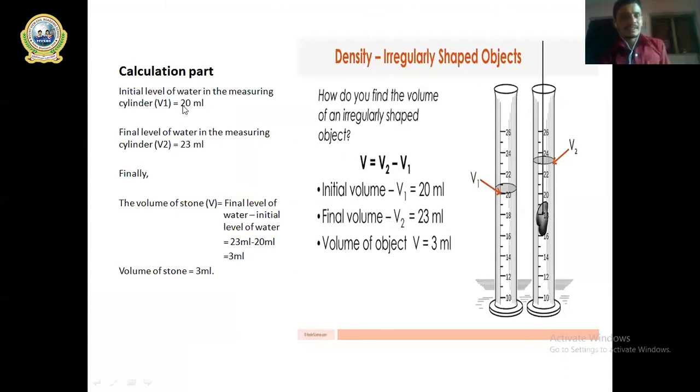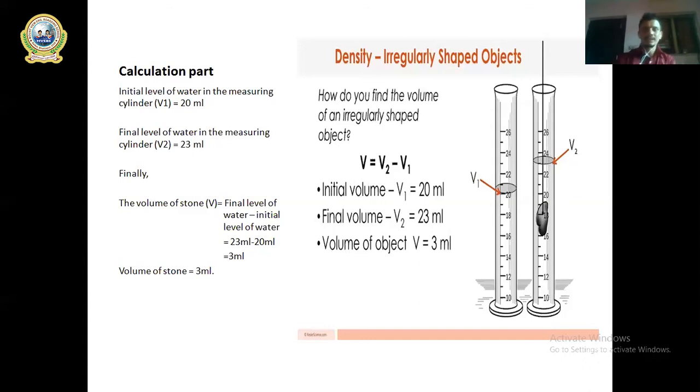The initial level is noted by V1, that is 20 ml. And this is an irregular rock, and you want to calculate its volume. Since it has no proper length, breadth or height, it is very difficult to calculate the volume using the formula length into breadth into height. It is impossible because it has no proper length. Look at its shape, it is irregular. But by using a measuring cylinder, with the help of liquid, we can calculate its volume.